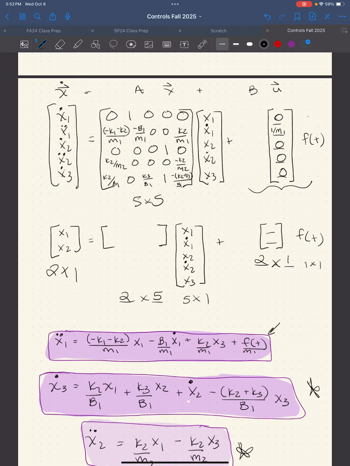Okay, x1 is just a state. It's 1. x2 is just a state. That's it. These are zeros. So this is C, this is D. And you're done.